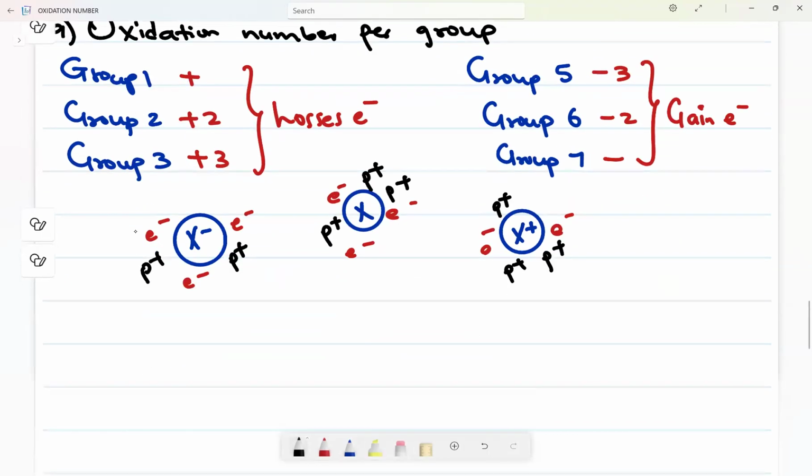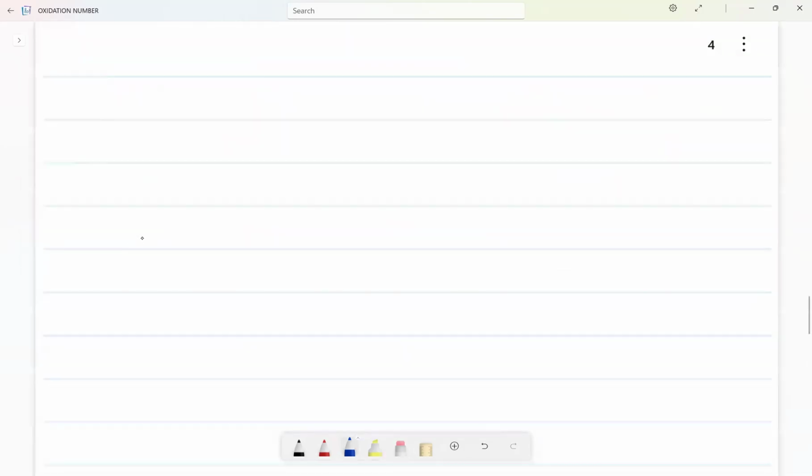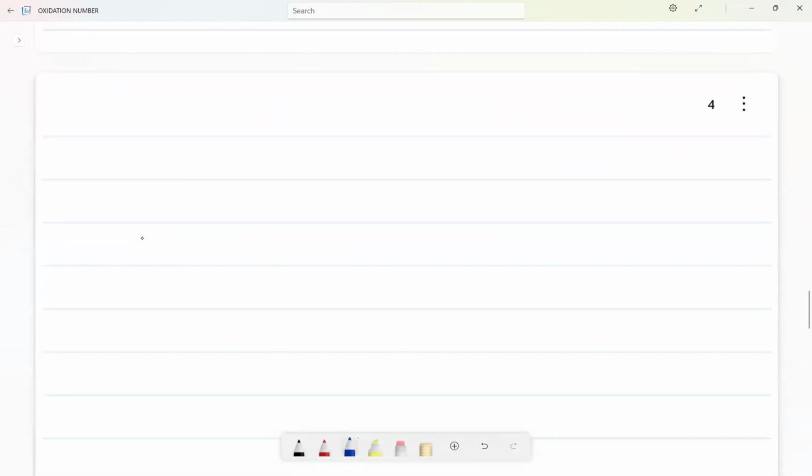Remember, we are saying this one is neutral. This one is negatively charged. This one is positively charged. Okay. Guys, now I've talked a lot. Let's consider examples of calculations.